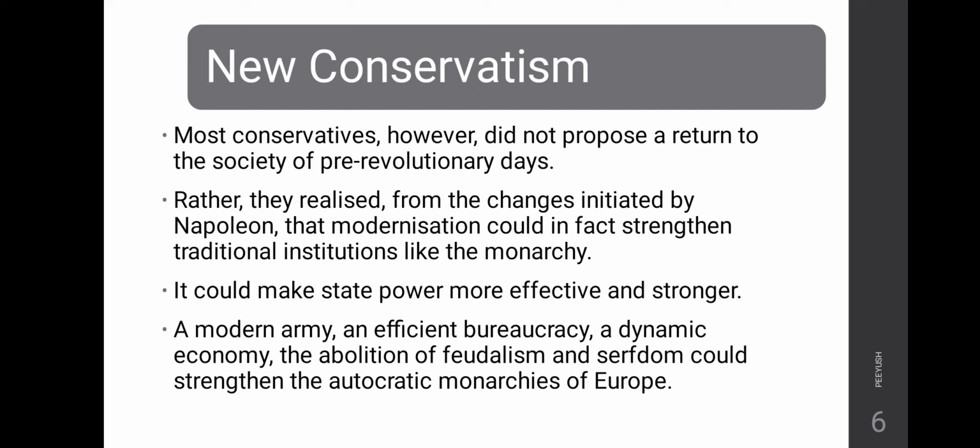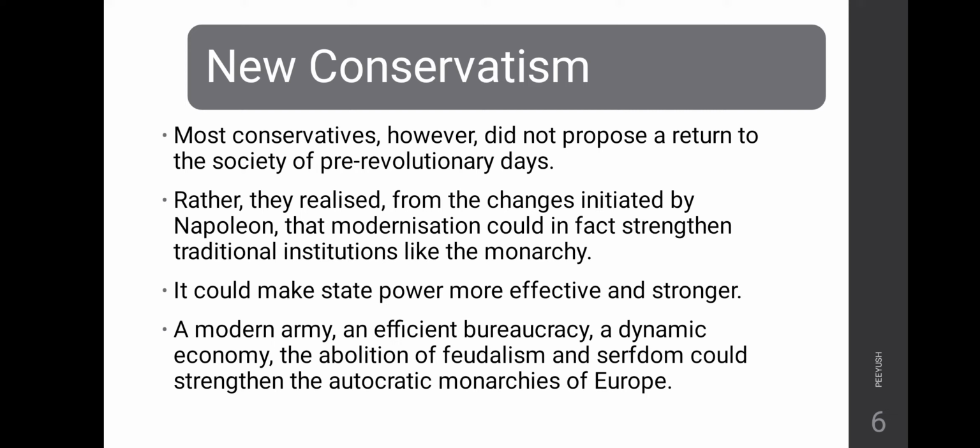So now the new belief under the new conservatism was that administrative changes and modernization would strengthen traditional institutions, and it could make state power more effective and stronger. A modern army, an efficient bureaucracy, the system of civil servants, a dynamic economy, the abolition of the feudal system, the system of landlords, and the serfdoms in which the people had to serve, could strengthen the autocratic monarchies of Europe. Autocracy, as we studied earlier, is a rule that is uncontrolled. The monarchies are autocracies, so they take decisions in whichever way they want.